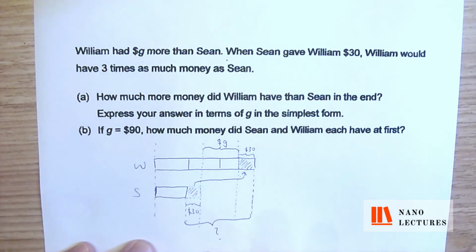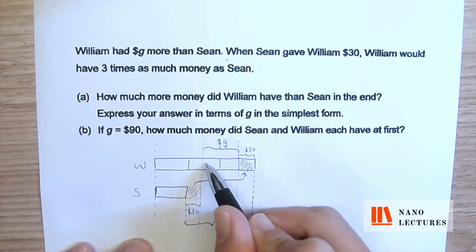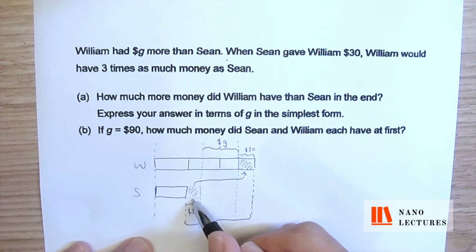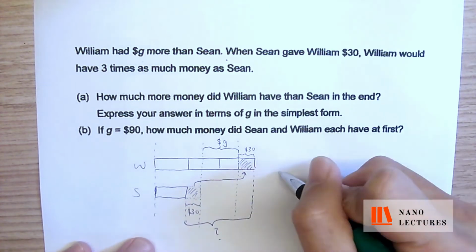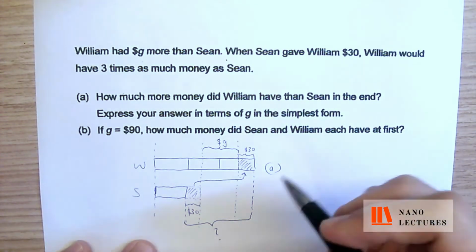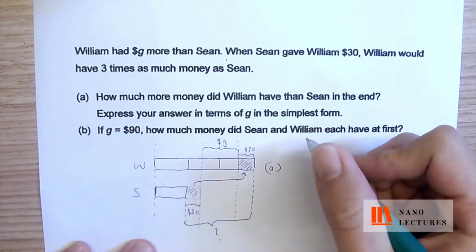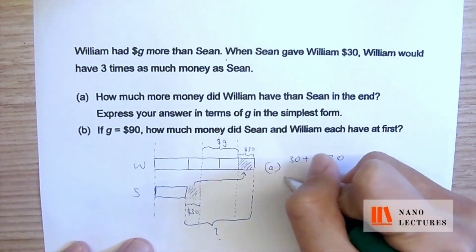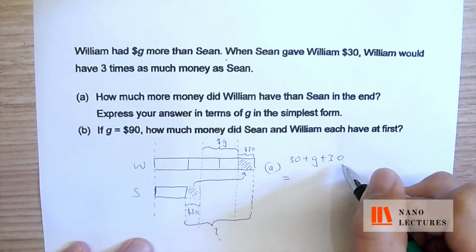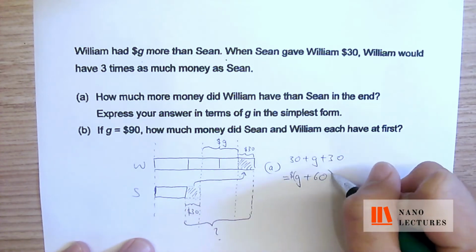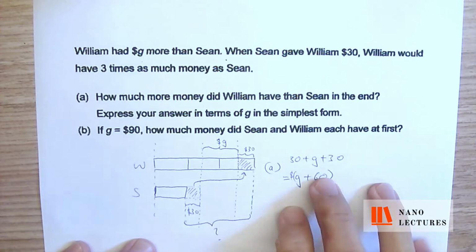Question mark. Do you realize that this entire length comprises of $30, $G, and $30? So it's 3 components: 30, G, and 30. So now you can answer your question. See, you must always draw the model first. After drawing the model, you can answer most of the algebra questions. So how much more money? You're just going to write 30 plus G plus 30. Remember, variable plus variable, number plus number. So it is just G plus 60. So this is the answer for part A.